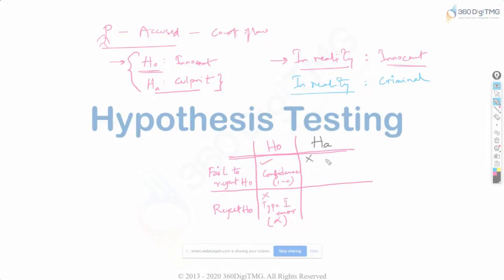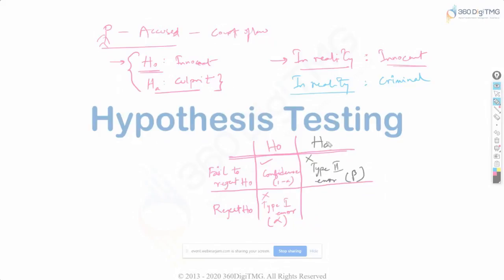But this is a wrong decision, because the culprit who actually did the crime has to be punished. But lack of evidence is letting that criminal go free, and this condition is called type 2 error, and this is represented using beta.